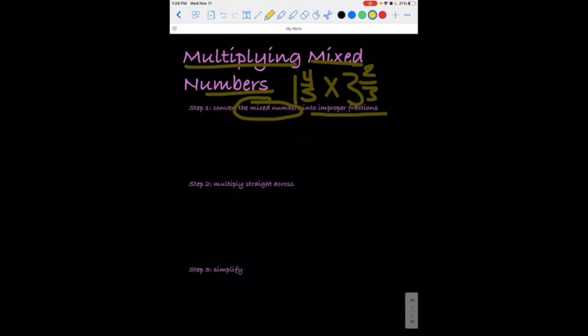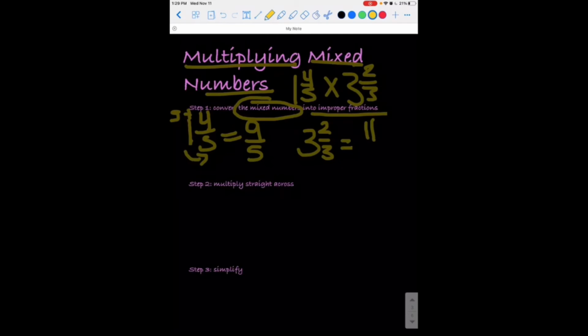Able to multiply these two. So what do I mean? I'm going to take 1 and 4/5 and turn that into 9/5. If you're wondering how I did that, again, what we just did: multiply, 1 times 5 is 5, plus 4, and then I got 9. And then you have to do it again to 3 and 2/3, and that would give me 11. If you're wondering how I did that, 3 times 3 is 9 plus 2, 11.